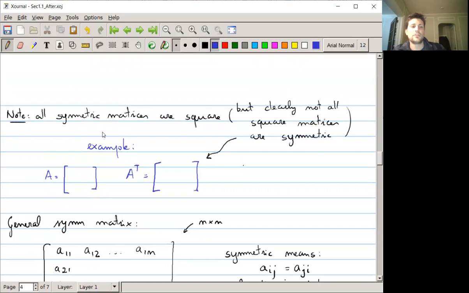That's the content of this note up here, but I want to bring your attention to the fact that the converse is not true. It's not true that every square matrix is symmetric. Examples are easy to find. If I take this matrix here and I transpose it, I get a matrix that is not the same as the one that I started from.